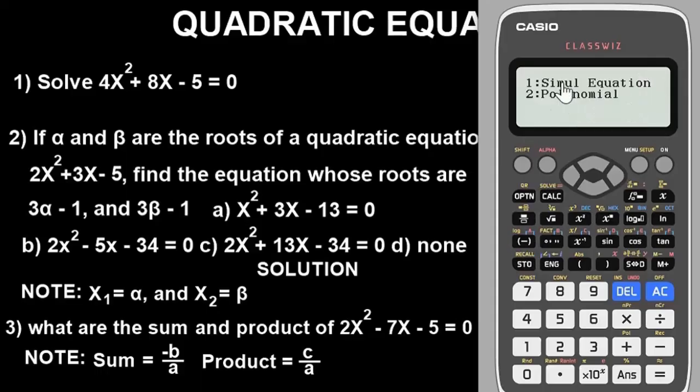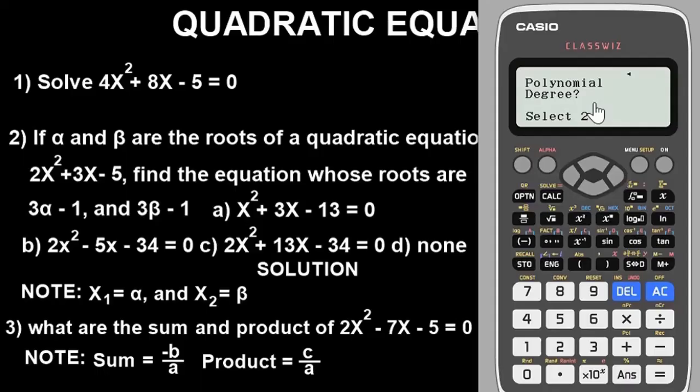Once you press it, it will tell you to select the kind of equation you want to solve. Is this a simultaneous equation or a polynomial? You want to solve a polynomial, so you press 2. Now when you press 2, it will ask you to choose the degree of your polynomial. So now we have various degrees of polynomials.